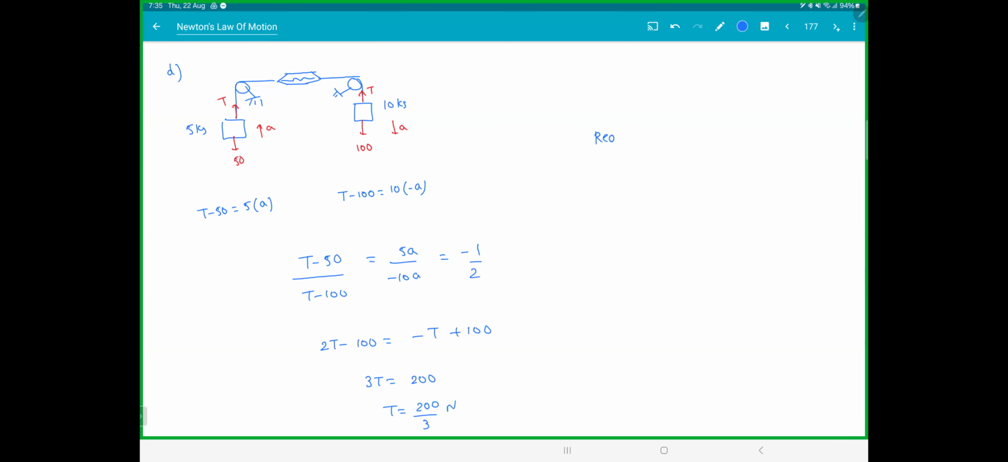The reading will be tension by g. That's 20 by 3 kg. That's what the spring balance thinks. Spring balance doesn't care what weight you keep. What is the tension divided by g? Is this clear, everyone? So be careful. That's what spring balances do. They don't measure weight, they measure tension. And they show you something else.